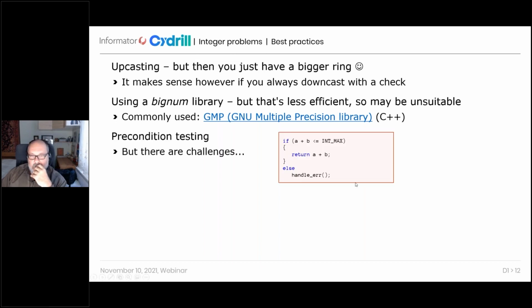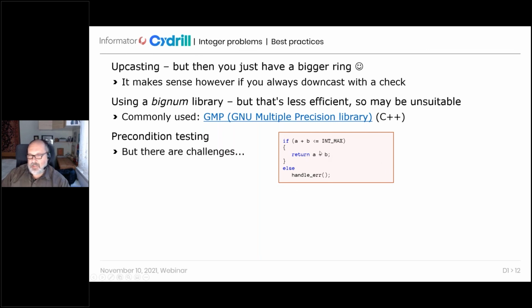Then you can do precondition testing, but there are challenges. Just think about this. If I told you, okay, you have to add A and B together, but first you have to check whether it will overflow. How would you check that? If you would check it like this, that's not good. This is in a red background and red frame. That's a convention on our slides: whenever we have bad code, it's on a red background, and whenever we have good code, it's on a blue background. So why is this not good?